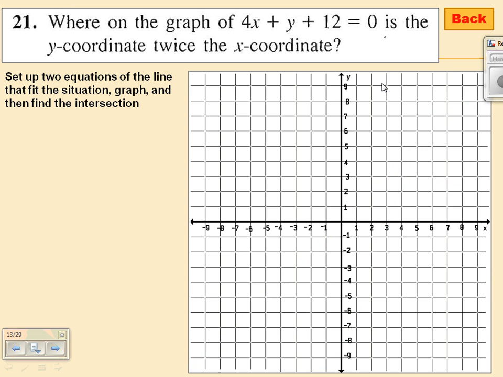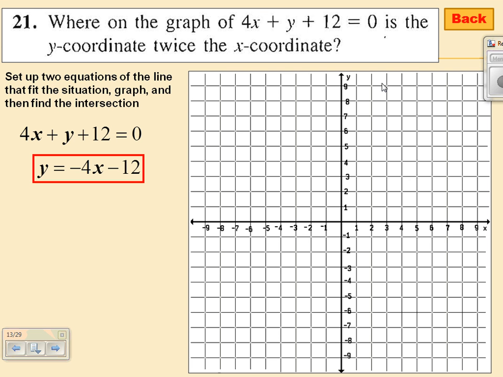For number 21, it says, where in the graph of 4x plus y plus 12 equals 0 is the y-coordinate twice the x-coordinate? You're going to do the same thing. I'm going to first try to graph 4x plus y plus 12 equals 0. In order for me to do that, I have to get y by itself, and I get y equals negative 4x minus 12.